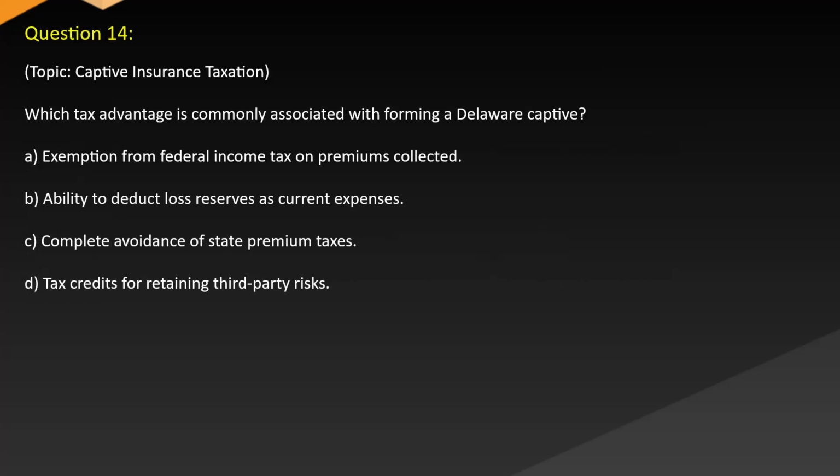Question 14. Topic. Captive insurance taxation. Which tax advantage is commonly associated with forming a Delaware captive? A. Exemption from federal income tax on premiums collected. B. Ability to deduct loss reserves as current expenses. C. Complete avoidance of state premium taxes. D. Tax credits for retaining third-party risks.